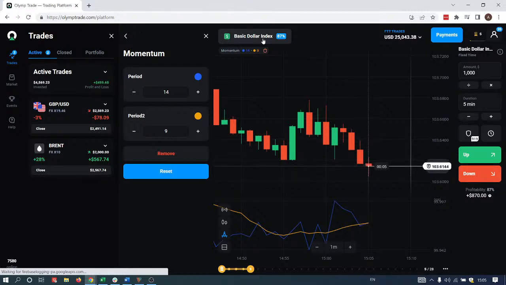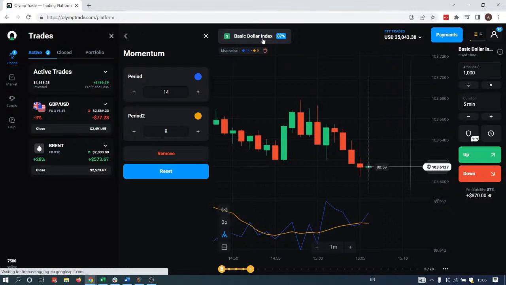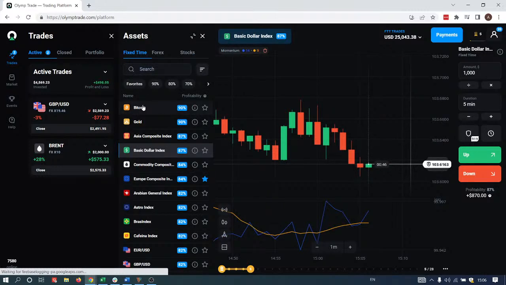Okay, guys, how many of you have actually tried this trading strategy before, I wonder? And can you tell me? I hope you will share your thoughts and maybe your experience about this strategy. And let me move on and start trading.